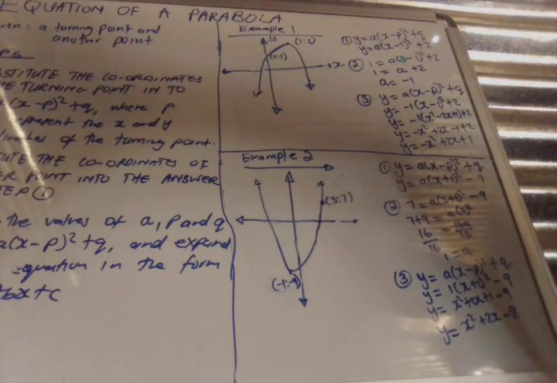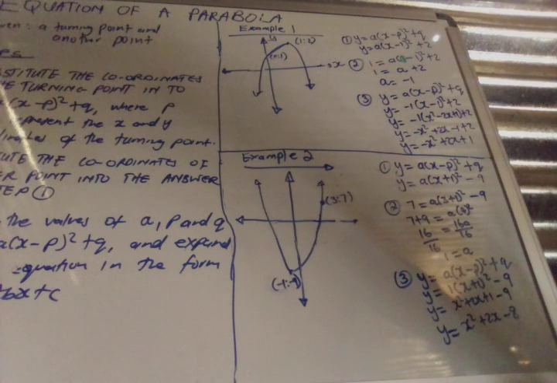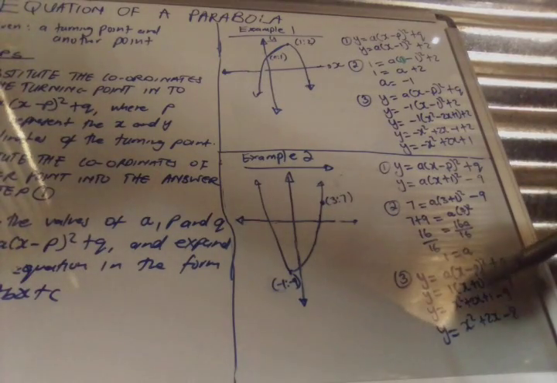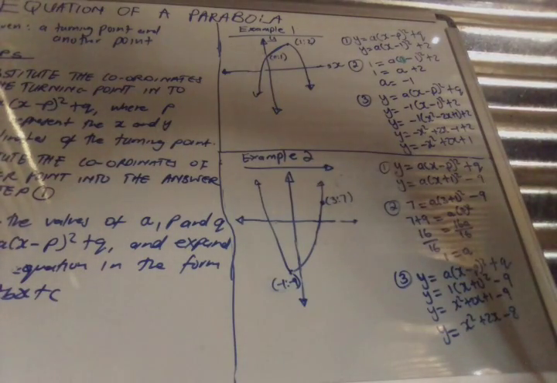Okay, so after getting a, now we need to go to the last step, which is step 3. Step 3 says we must substitute the value of a, p and q into the standard equation and then expand. So the value of a is 1, we put it there, and then the value of p is -1. It changes into +1 because there was a negative already inside the bracket, and then the q is -9. It stays like that. Okay, and then we expand.